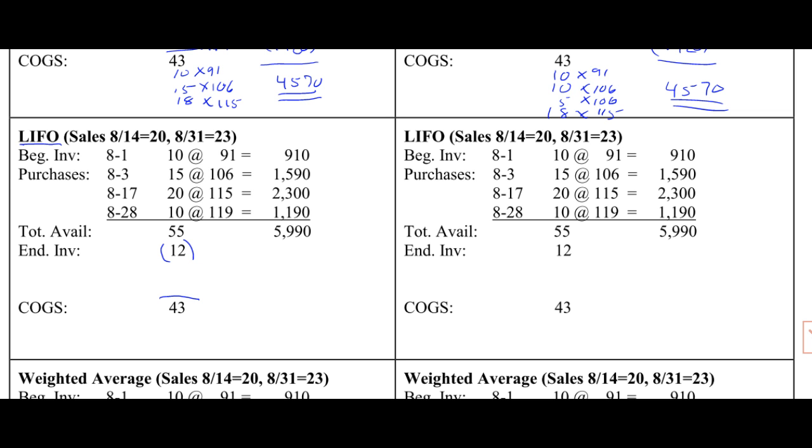All right, which 43 did you sell? Well, the last stuff in is the first stuff out. So the first stuff out in this case would be 10 at 11.90. That's 10. There's 20 at 11.50. Now you have 30 sold. And to get to 43, you need 13 more. So you sold 13 of those at 10.60. And if you sold 13 of those, then you have 2 left. So you have 2 at 10.60, and you have 10 at 9.10.